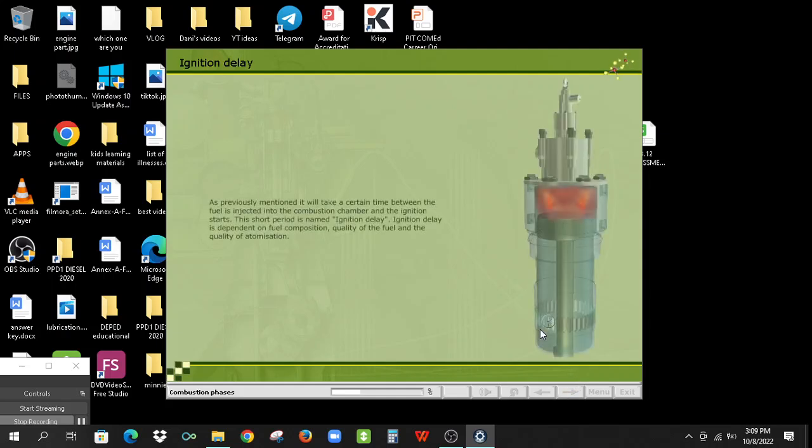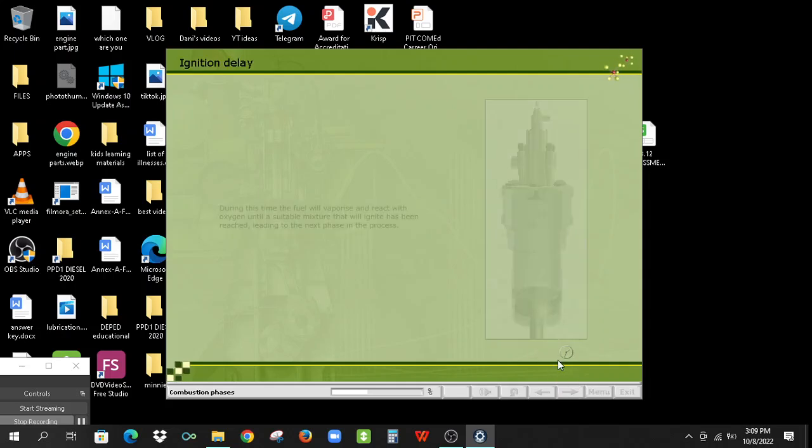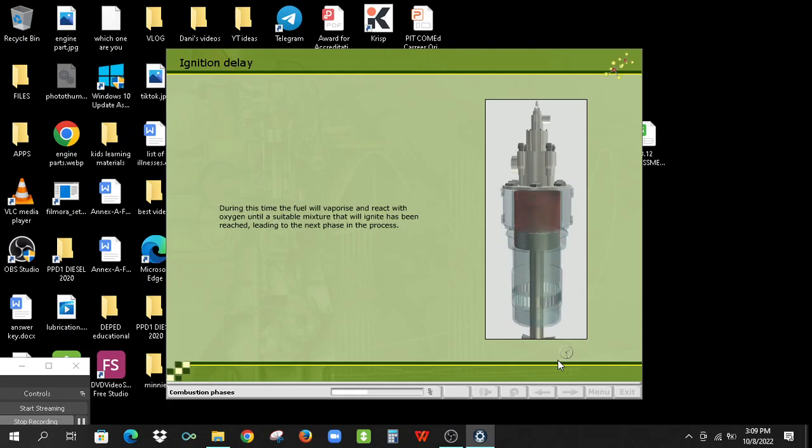As previously mentioned, it will take a certain time between the fuel being injected into the combustion chamber and the ignition starting. This short period is named ignition delay. Ignition delay is dependent on fuel composition, quality of the fuel, and the quality of atomization. During this time, the fuel will vaporize and react with oxygen until a suitable mixture that will ignite has been reached, leading to the next phase in the process.